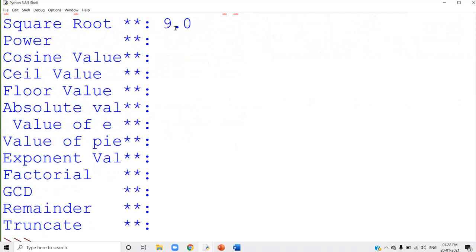See the first answer. Don't look at here. This is only the information part where all these functions are available in math. I am going to try out these functions here. See, the square root of 81 is 9.0. It is displaying a float value, 9.0. If you want to display only the integer value, you can use int over there.